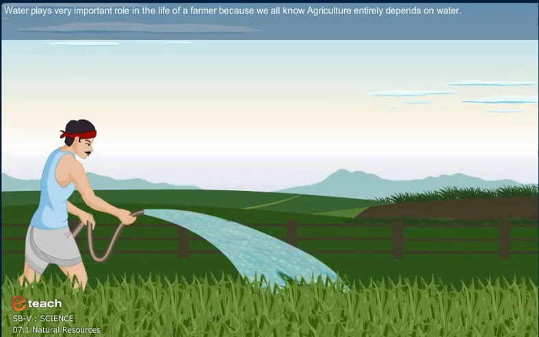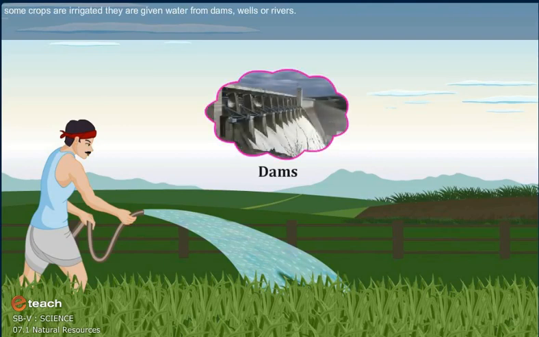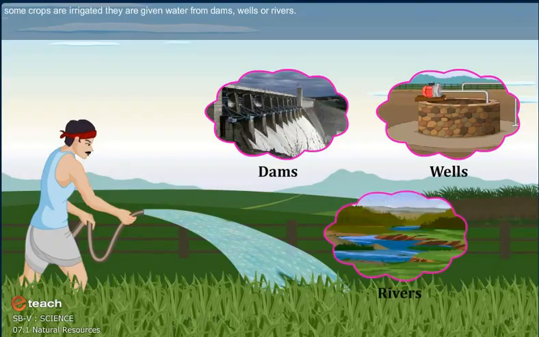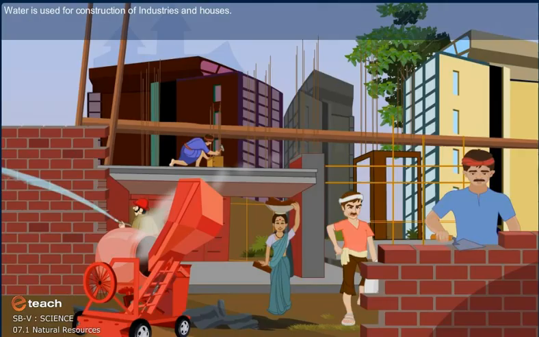Water plays a very important role in the life of a farmer because we all know agriculture entirely depends on water. Some crops are irrigated, they are given water from dams, wells or rivers. Water is used for construction of industries and houses.